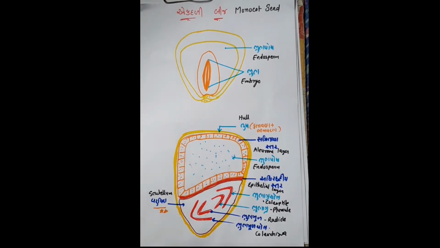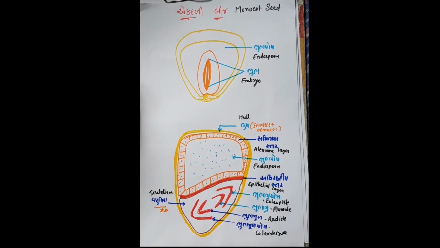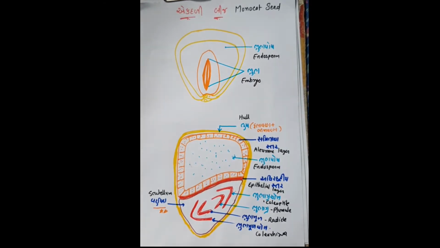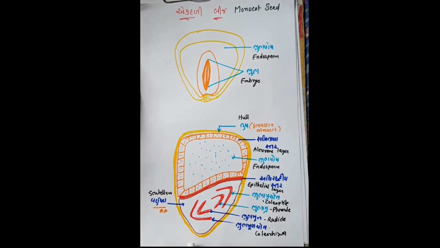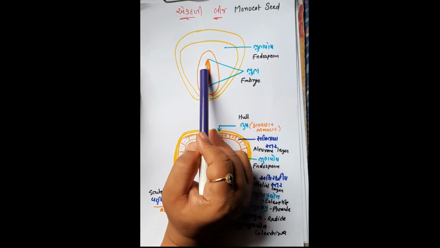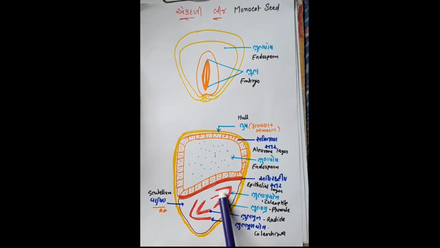Today we'll discuss monocot seed. As in the previous lecture we discussed dicot seed. We know that in dicot seed, food is stored in the cotyledon, so the majority of dicot seeds are non-endospermic. But in monocot, food is stored in a special region known as the endosperm. Here you can see the broad region is endosperm and the narrow one is embryo. Same here, this broad part is endosperm and this is embryo.